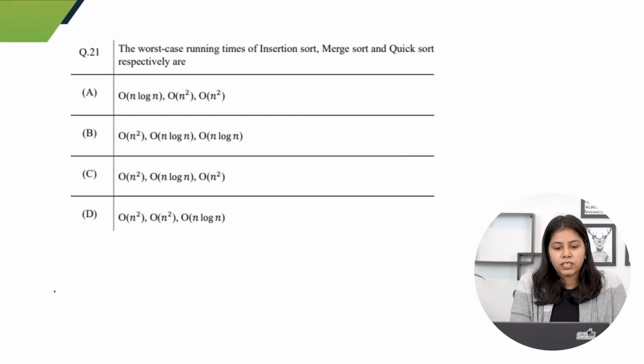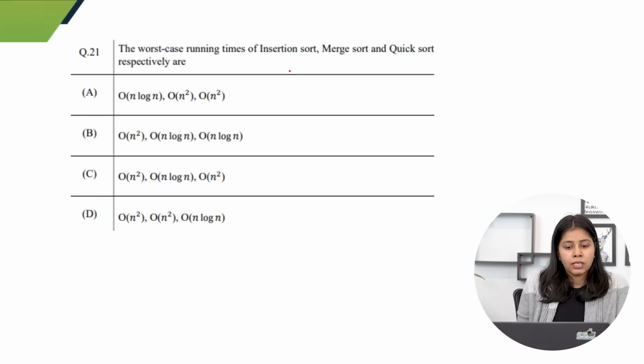So this is the next question. It says that the worst case running times of insertion sort, merge sort, and quick sort respectively are. So you have to remember worst case time complexity for all the sorting algorithms. So we have a number of sorting algorithms. You have to remember that. And for this question, for insertion sort, we have O of n square. For merge sort, we have O of n log n. And for quick sort, we have O of n square. So C is correct. So these are worst case running times, or I can say the worst time complexity.